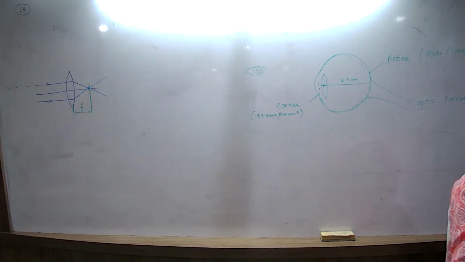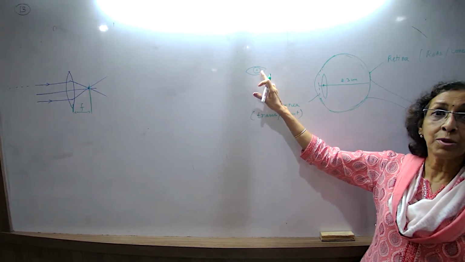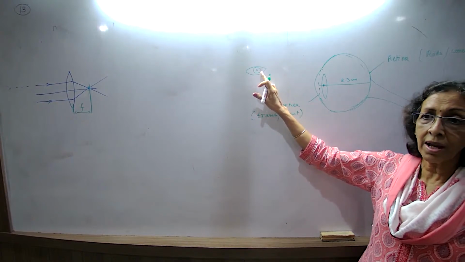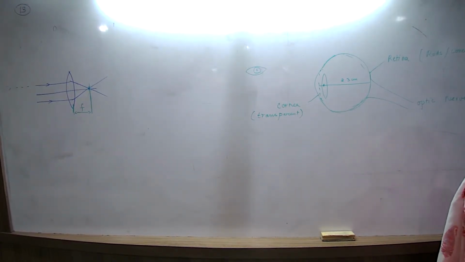If you stand before the mirror, you will notice that there's a small opening, and that is the pupil. The pupil is the one which controls the intensity or the amount of light which is entering into the eye.